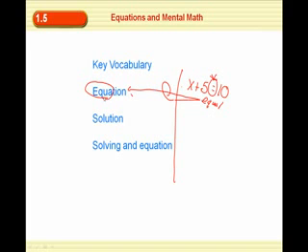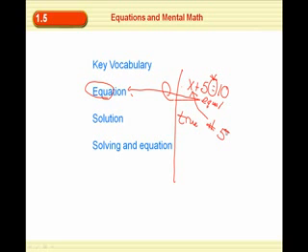So that helps me remember equations have equal signs. A solution is the number that makes it true. So in this case right here, the solution would be 5. That's the number that made it true. And then the last one, which is solving an equation. Solving an equation is the process that it takes for you to get 5 as that answer.